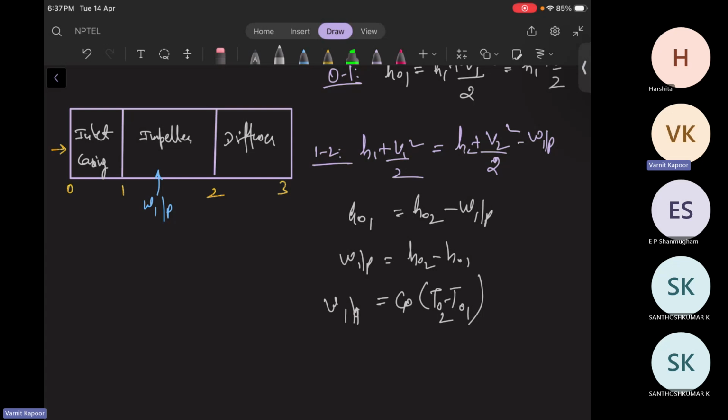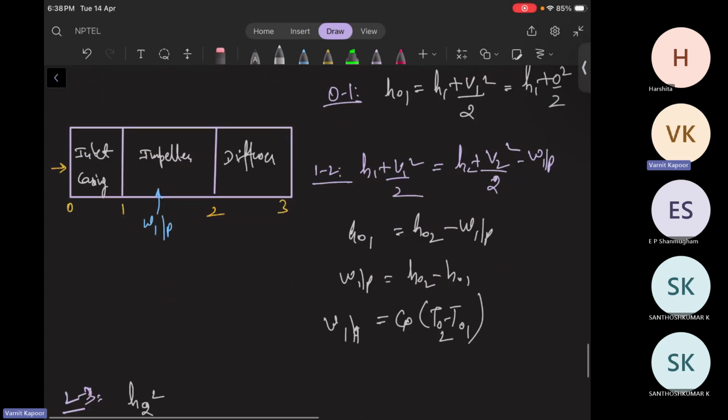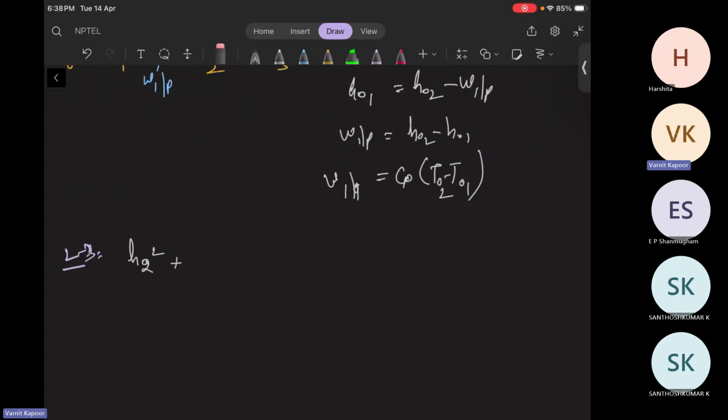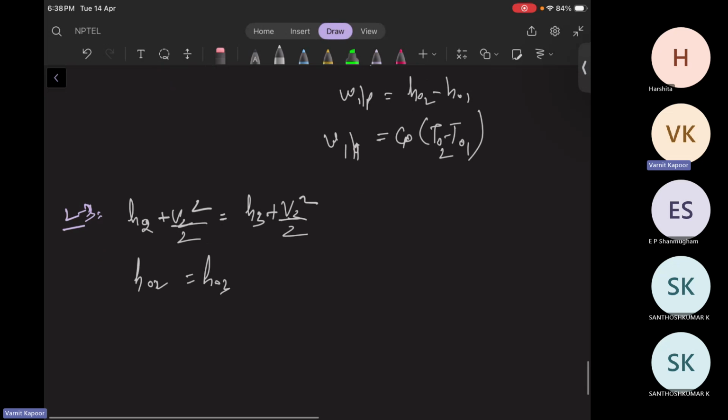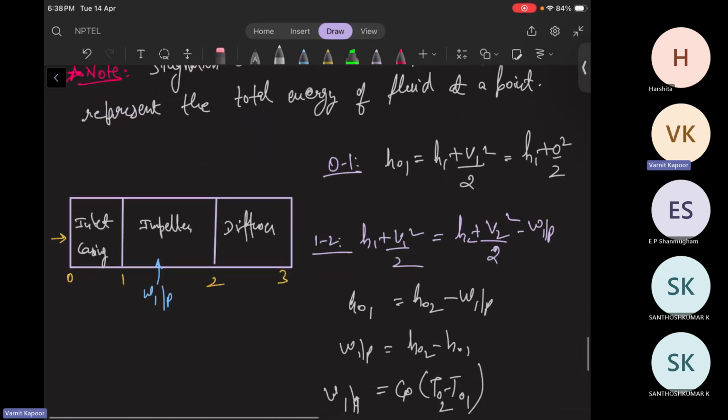Again, in the diffuser itself, if you go for the state 2 to 3, H2 plus V2 square by 2, no heat or energy interaction, equals H3 plus V3 square by 2. Again, make it in terms of stagnation, H02 is equal to H03. So this will be your scenario for all the three parts of your compressor.